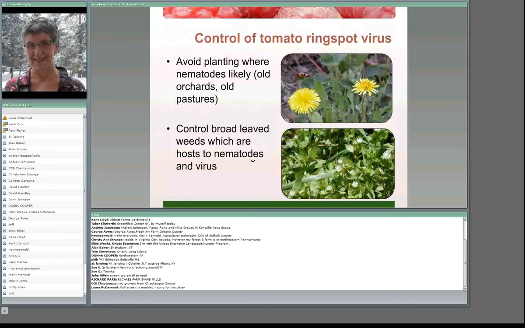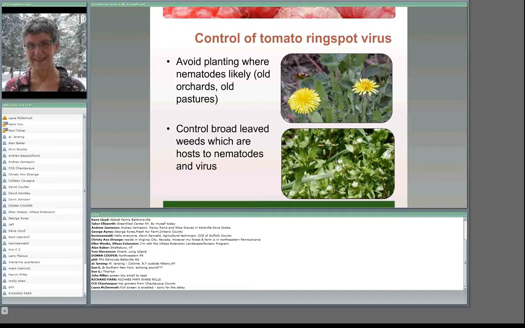I see tomato ring spot virus the most in planting sites which were previously in orchard or pasture. I'm not really sure why, but these are likely to have lots of the perennial broadleaved weeds that harbor tomato ring spot virus. So controlling weeds as well as the nematodes can help reduce the incidence and spread of tomato ring spot virus.